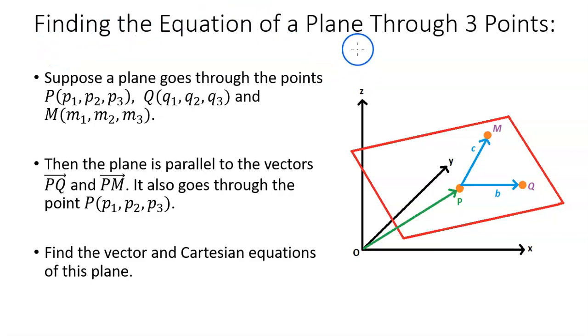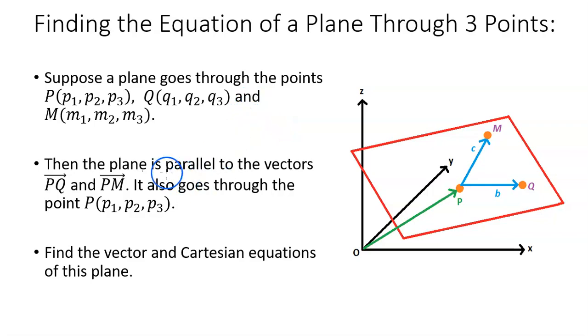Finding the equation of a plane through 3 points. Suppose a plane goes through the points P with coordinates P1, P2, P3, Q with coordinates Q1, Q2, Q3, and M with coordinates M1, M2, M3. Then we want to find the equation of this plane.